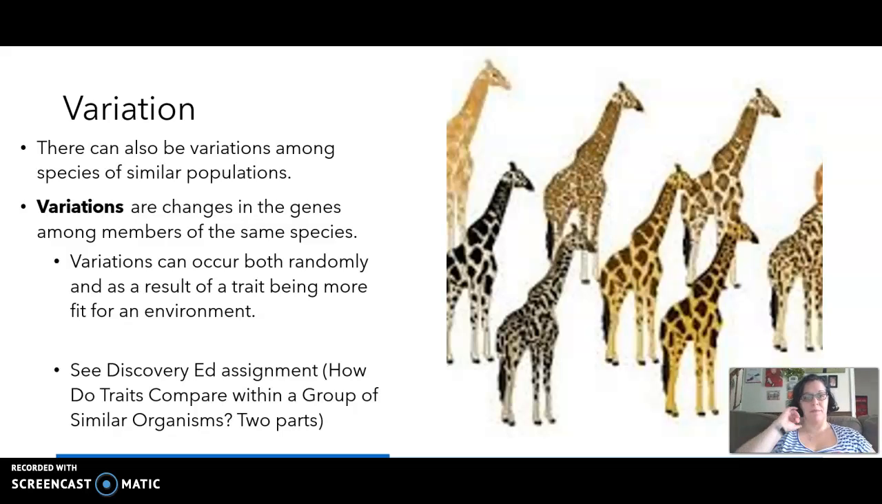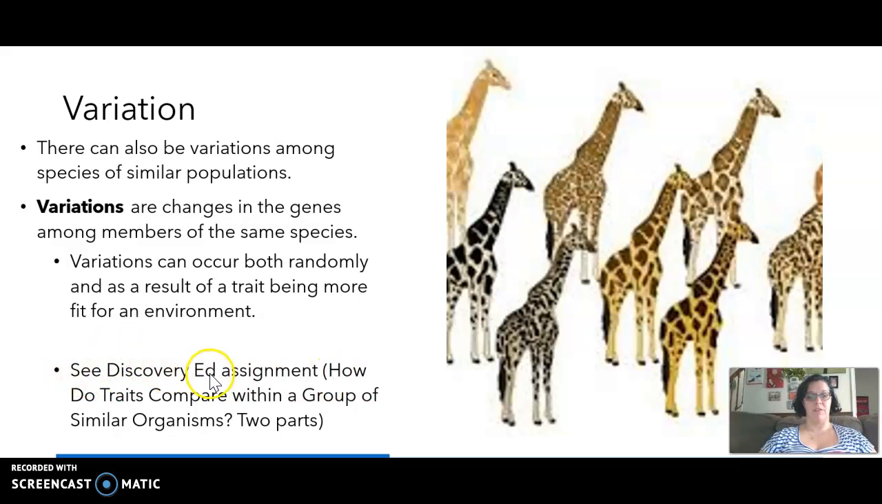Variation. There are also some variations among similar populations. Variations are changes in the genes among members of the same species. You can see here with the giraffe, variations in size and in color, but they're all giraffes. Variations can occur both randomly and as a result of a trait being more fit for the environment.